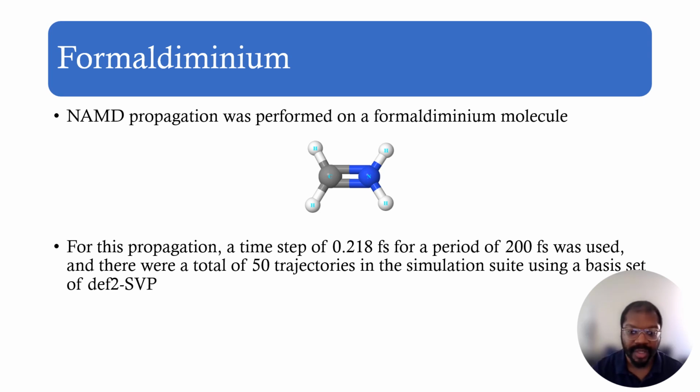For this presentation, I gave the example of a molecule with a carbon, a nitrogen, and four hydrogens. In my simulations, I run 50 trajectories in a simulation suite with the def2-SVP basis set, which is basically our test basis set. I use a time step of 0.2 femtoseconds with a total time period of 200 femtoseconds, and I got this based off of other computational papers.